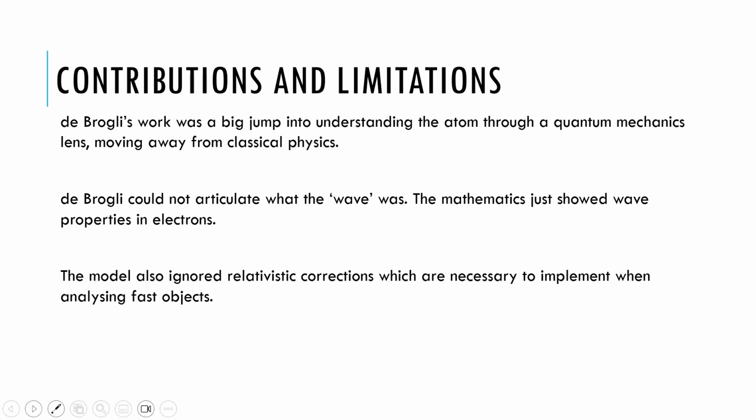So to conclude, de Broglie's work was a huge jump in our understanding of the atom through applying quantum mechanics. The biggest advantage being that we were slowly but surely moving away from any explanation for the behavior and properties of atoms and subatomic particles that were based around classical physics. However, there were definitely some flaws. De Broglie was not able to, in his work, articulate what the wave actually was. He was just able to demonstrate that the mathematics worked and that this was an inherent property of the electron.